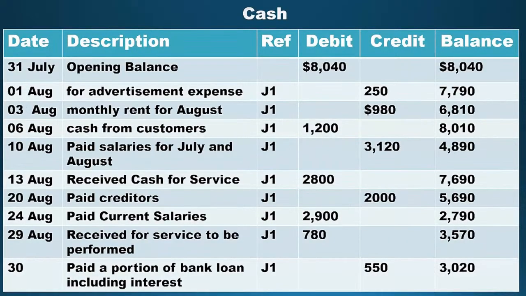Cash ledger. 1. Date. Write the date, August 30. 2. Narrative. Add the narrative. Paid part of the bank loan and interest. 3. Reference. Include the journal reference. J1. 4. Amount. Enter $550 in the credit column. We credit cash because the company spent money, and decreases to cash are recorded on the credit side.